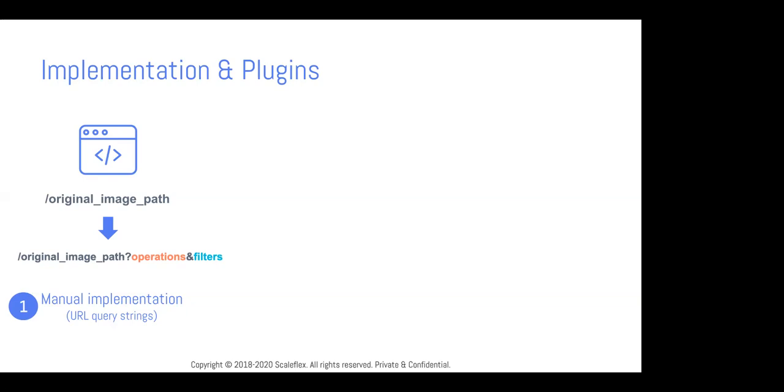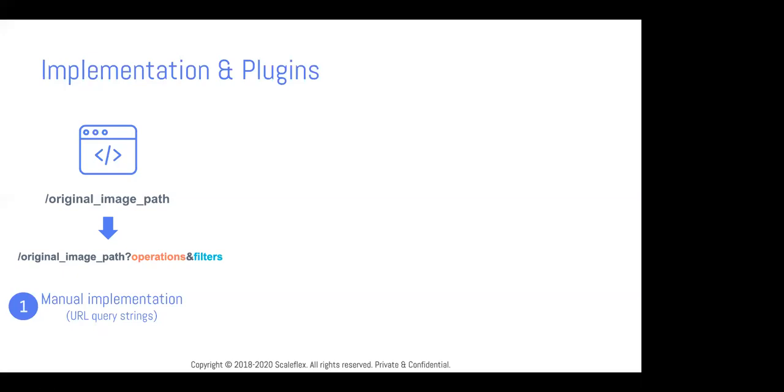Operations are basically resizing operations, like resize to 300 or 600 or 900 pixels. And filters are more advanced, like transform into grayscale, or apply a watermark, or put a frame, or crop to the face of the person, or a point of interest. We have all kinds of operations and filters available in our documentation. But this is for the manual implementation, which involves a little bit of development.